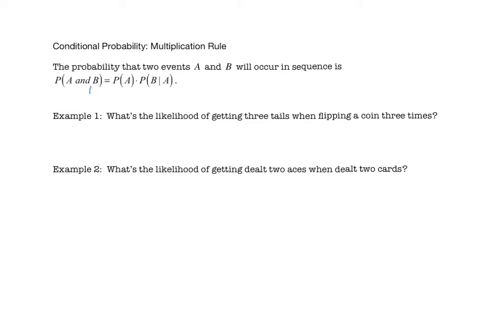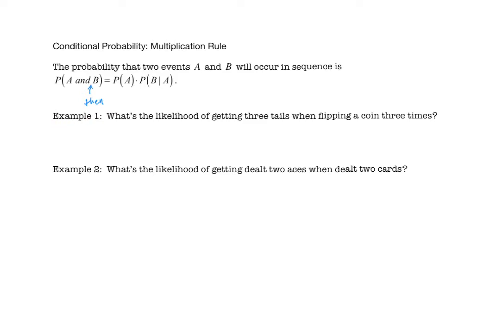And though the word is not there, because of the word sequence over here, this is essentially saying the probability of A and then B occurring is the probability of A occurring times the probability of B occurring, given that A has already occurred. Let's look at a couple of examples.